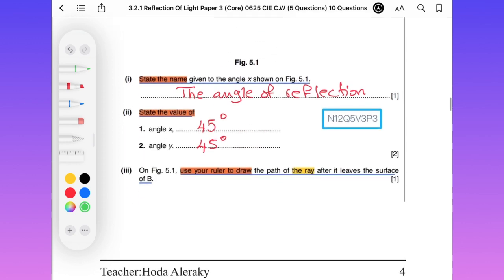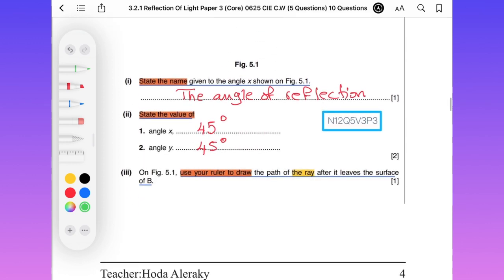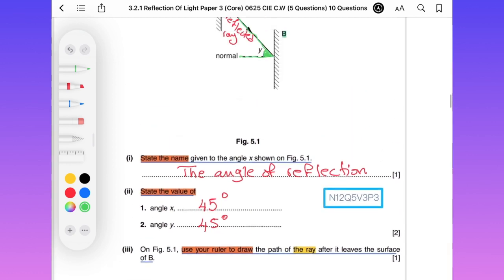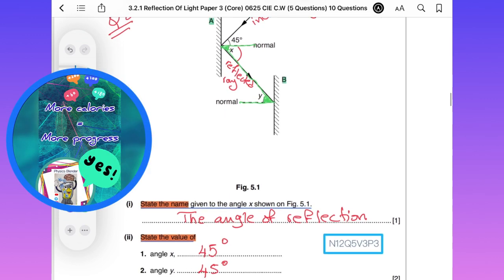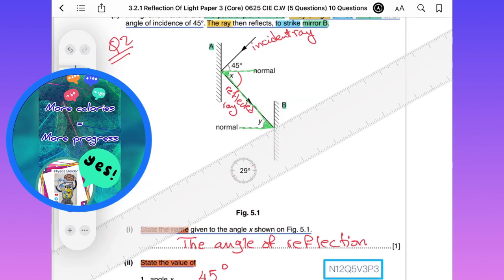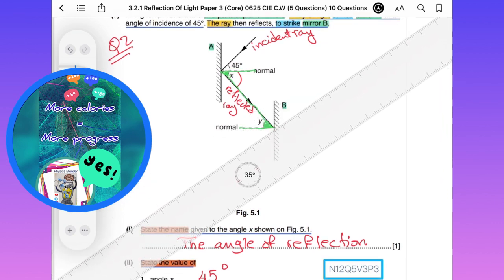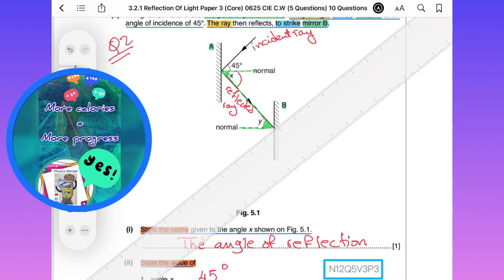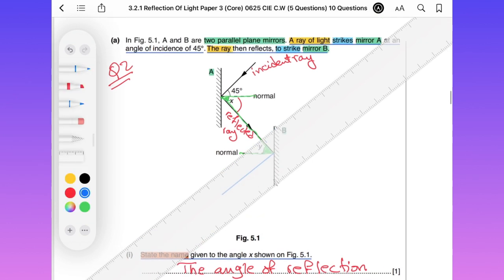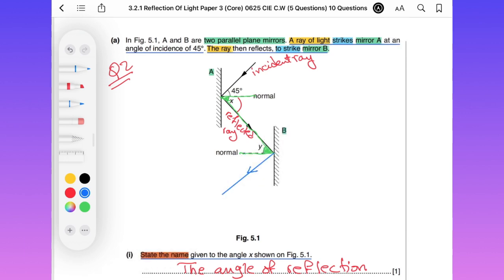Okay guys, on this figure, use your ruler to draw the path of the ray after it leaves the surface at B. So what happens at B? It will be reflected by the same angle. So this ray will be parallel to the first incident ray. So it will be like this, reflected by the same angle of incidence. So this will be the reflected ray.